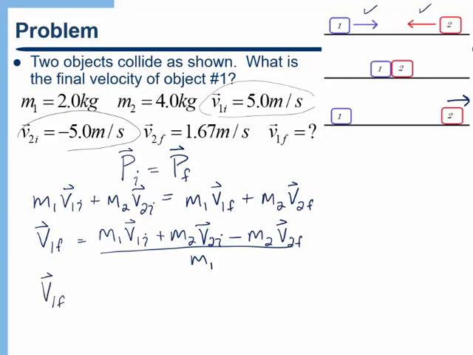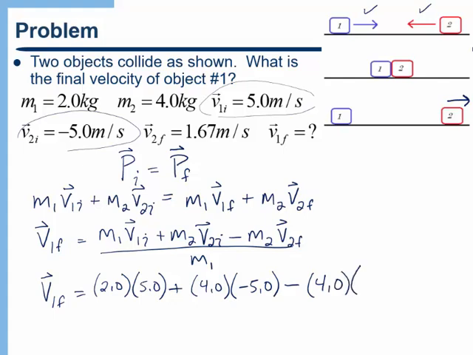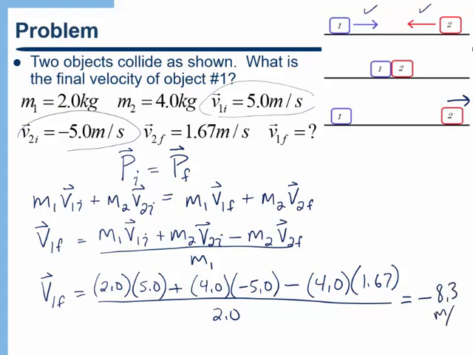So v1 final is equal to m1, which is 2, times v1 initial, which is 5, plus m2, which is 4, times v2 initial, which is negative 5. So now's where the minus sign goes in. And then minus 4 times 1.67. And I want to divide that by the mass of m1, so divide by 2. If you work out the math, what you should find is that v1 final equals negative 8.3 meters per second.